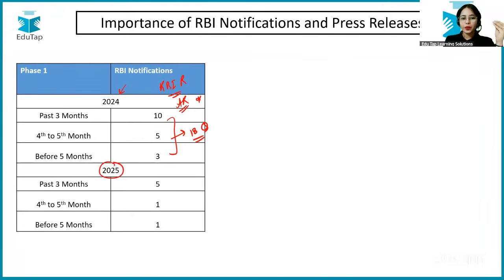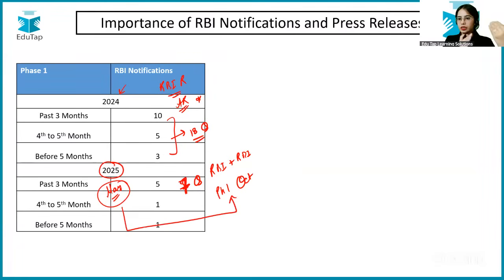In 2025, there were 7 questions from the RBI notifications and press releases. What happened was that your phase 1 examination was in October, and the annual report was released in May. So the annual report lost its importance because it was released way earlier than the phase 1 examination. That's why there were no questions from the annual report in your phase 1, and the number of questions decreased from 18 to only 7 from the RBI website.